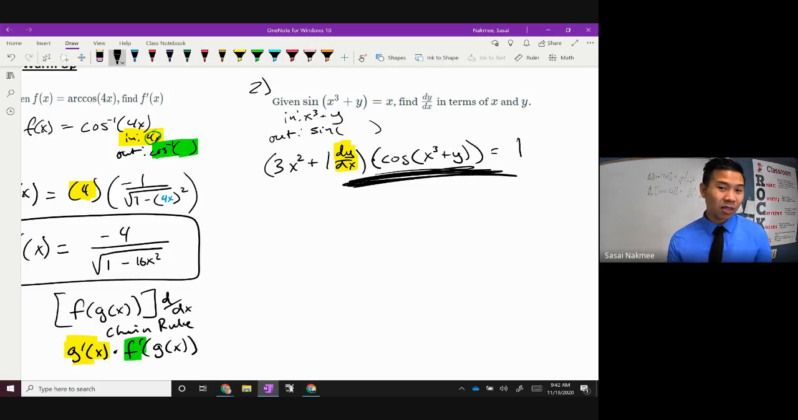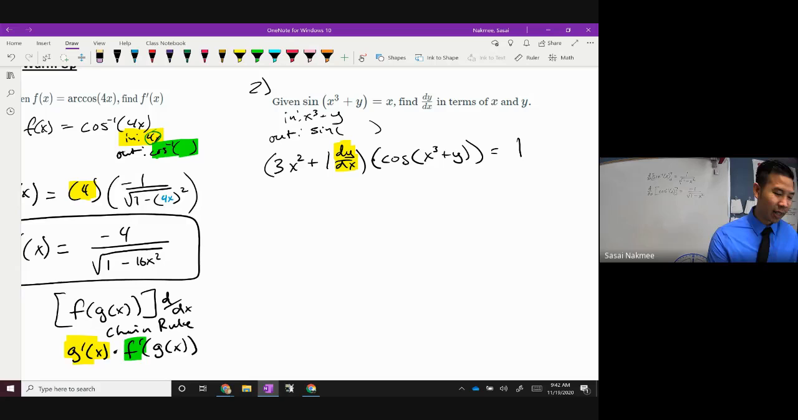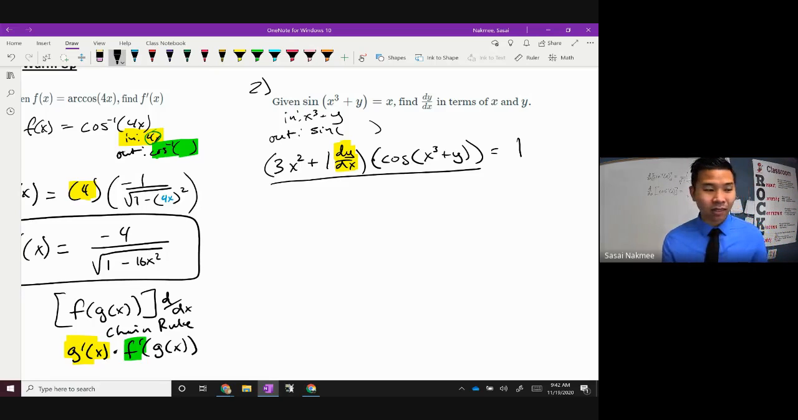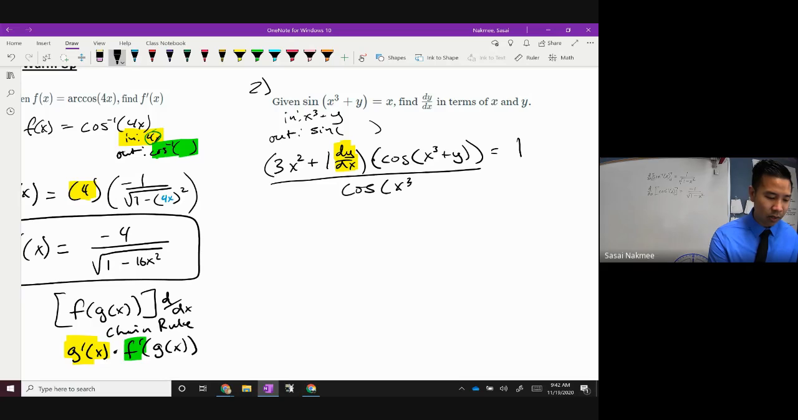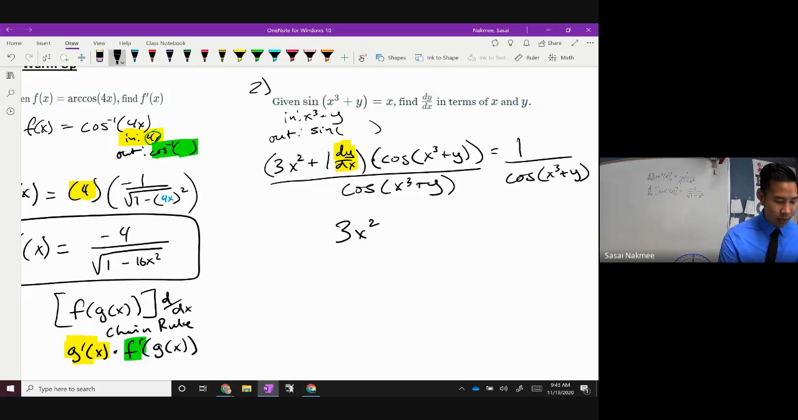So this one actually goes a little bit backwards. You actually should be dividing by that cosine first. I know that sounds wonky, but it's because this cosine doesn't have a dy/dx in there. I don't need this term at all, and it's not adding with the problem. It's actually multiplying with it. So you've got to use your skills here and divide that cosine over to the other side before you do anything else. So I'm going to go ahead and divide this cosine of x cubed plus y over to the other side. So then now, all that's left on the left-hand side is 3x squared plus dy/dx, which is equal to 1 over cosine of x cubed plus y.